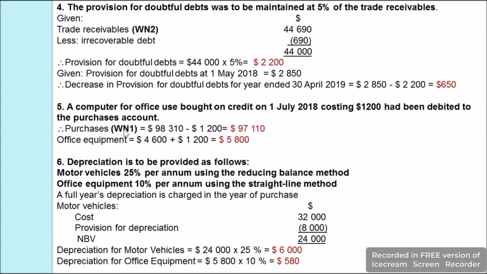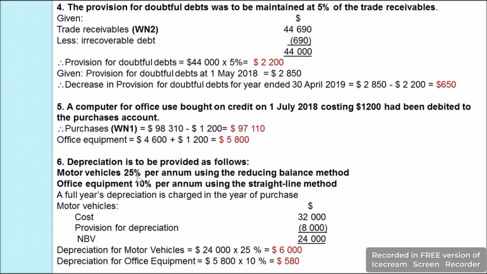The purchases which we got from the first working notes was $98,310. From there, we subtract $1,200. So the purchases will be $97,110. And the office equipment was given as $4,600. To this, we add $1,200. Now the cost of office equipment will be $5,800.